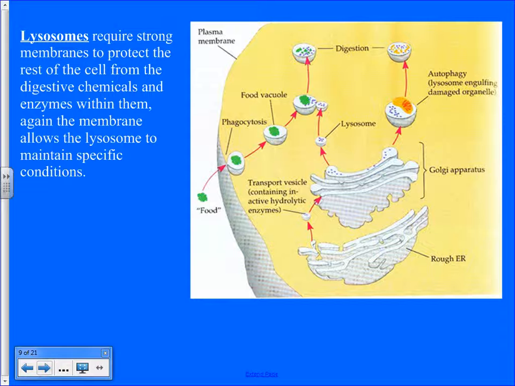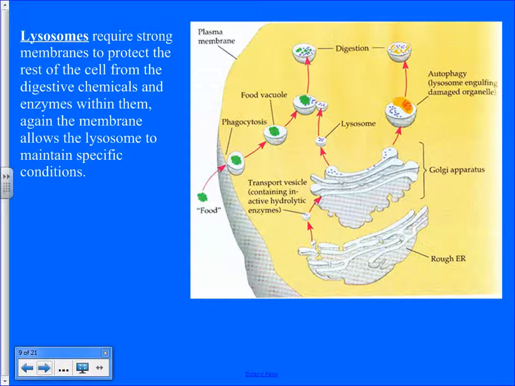Sometimes these little vesicles will come from the Golgi apparatus and they actually become the lysosomes. The Golgi is what makes lysosomes. It makes the enzymes that can eat the cell. Those will merge with what's called a food vacuole, so a particle of food, and they will digest it.